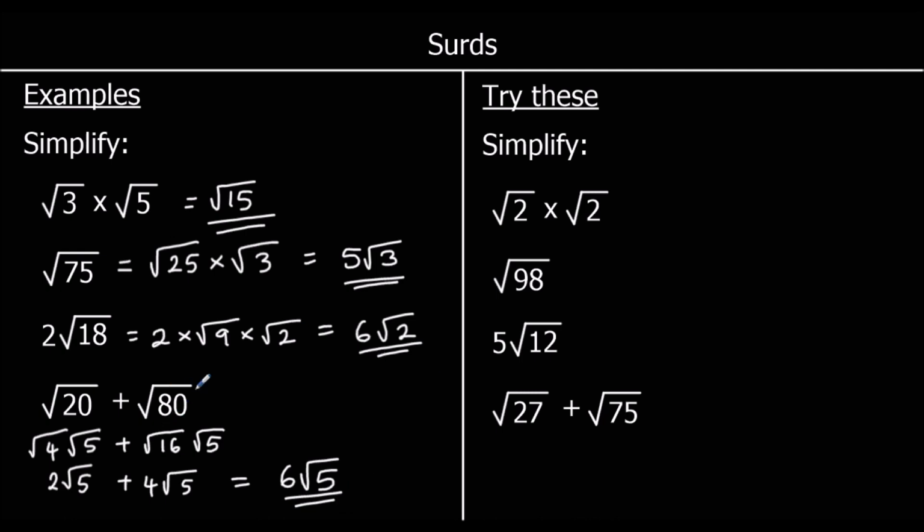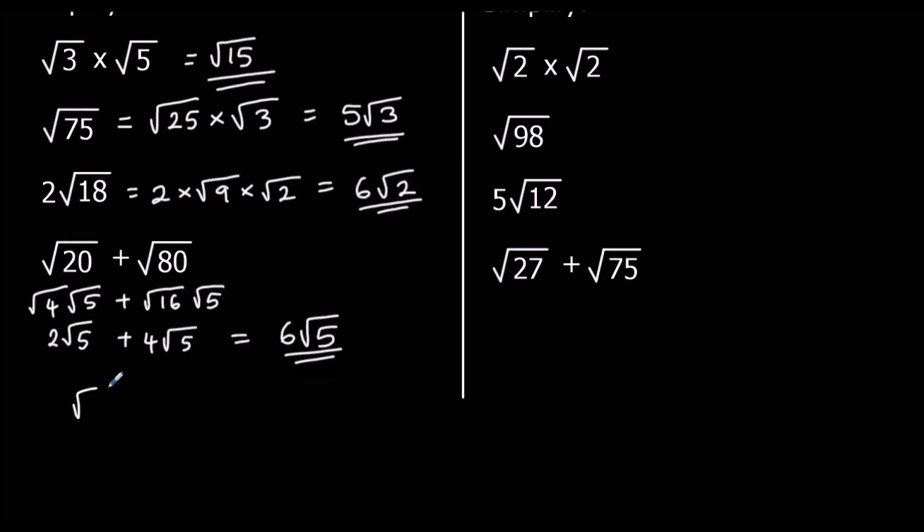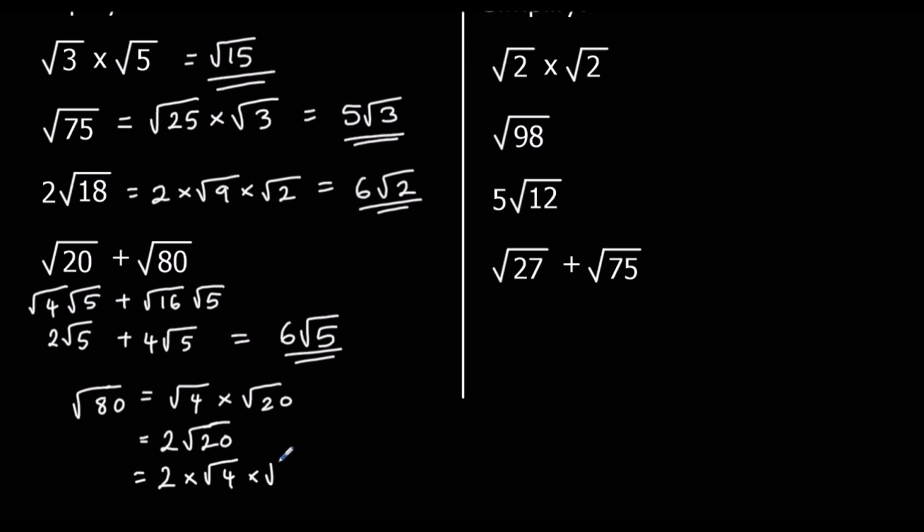If you did take 4 out of root 80, I'll show you what would have happened. So if you had said root 80 is root 4 times root 20, that's true. So you could have put 2 root 20, but we can simplify root 20 again. 20 is 4 times 5. So then we could have done 2 times root 4 times root 5. Root 4 is 2. So 2 times 2 is 4. And we get 4 root 5 again that way.